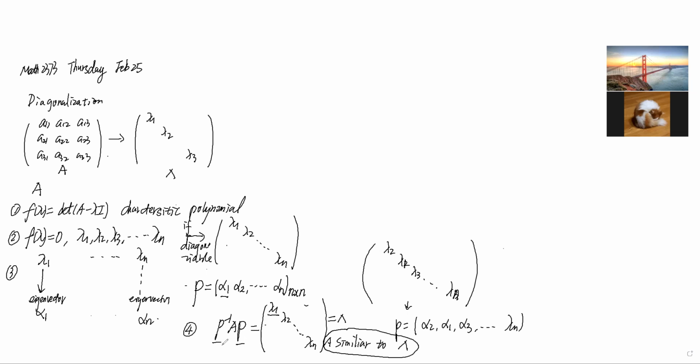So one more question. The question is when a matrix cannot be diagonalizable. If for an n by n matrix you cannot find n eigenvectors, it means that it cannot be diagonalizable. That's the theorem. Okay, so I think I'm done.